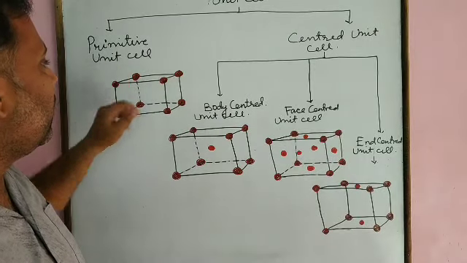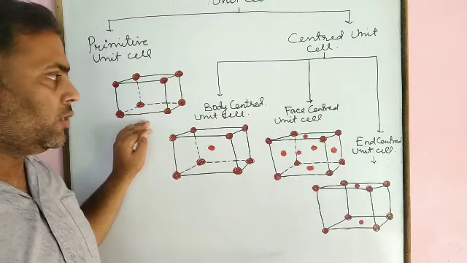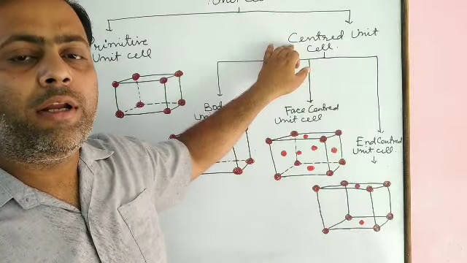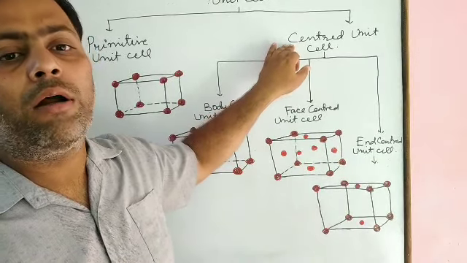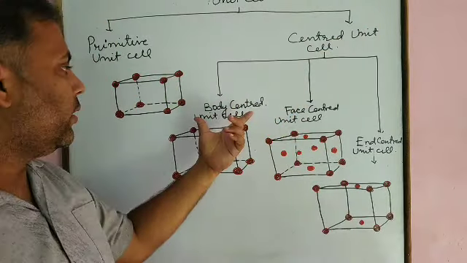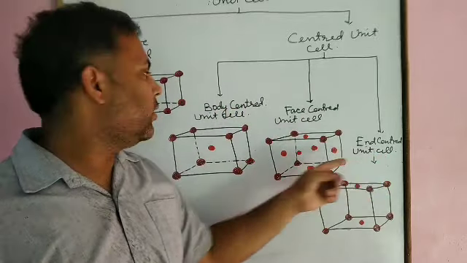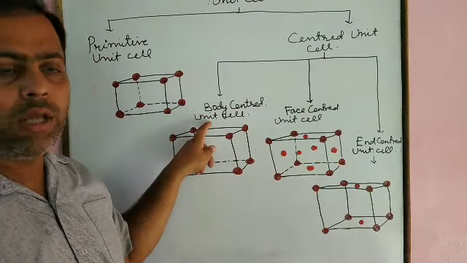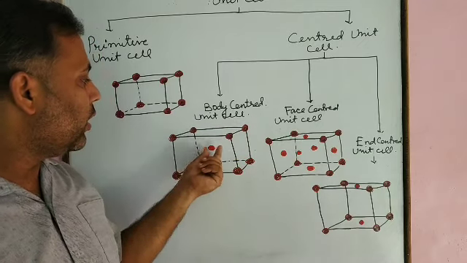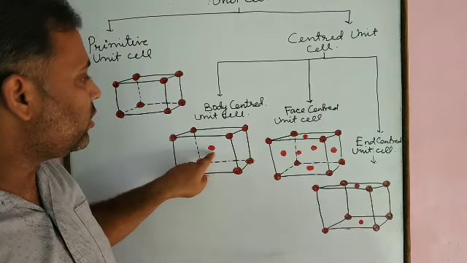In primitive unit cell, the atoms are present at each corner, as you see here. In centered unit cell, it means atoms are not only present at the corner, they are also at the center. So the next one, centered unit cell is categorized into three types: body center, face center and end center. In body centered unit cell, the atoms are present at each corner together with one atom at the center of the body, as you see here.